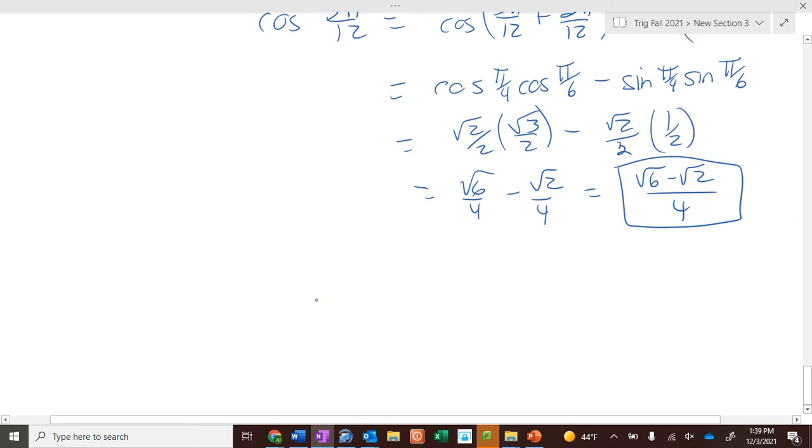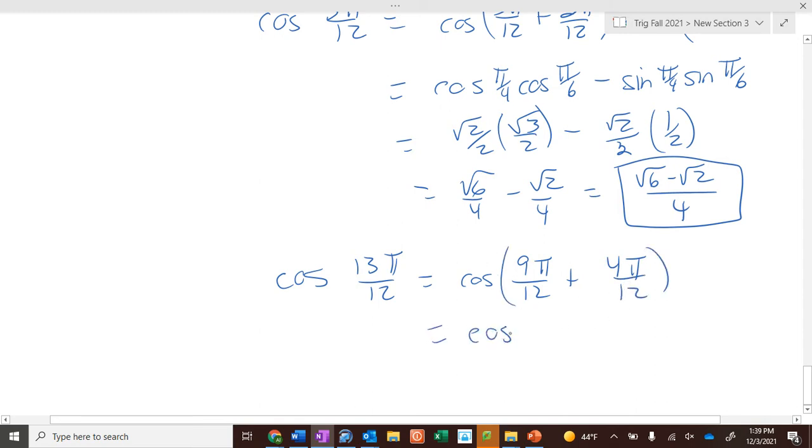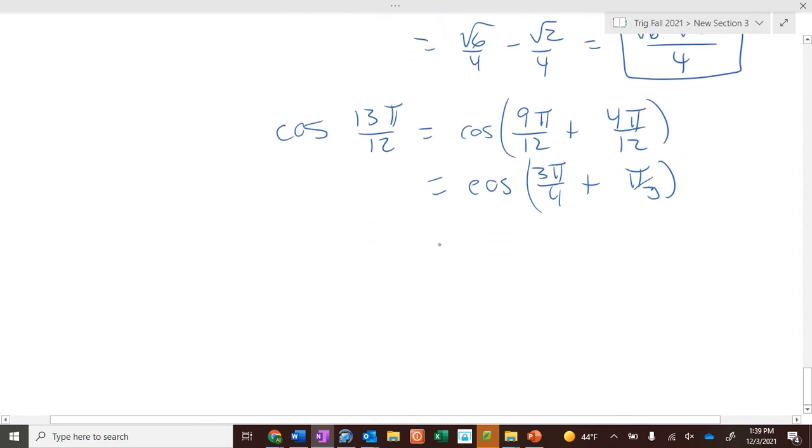Last one. Cosine of 13 pi over 12, which equals the cosine of 9 pi over 12 plus 4 pi over 12, which is the cosine of 3 pi over 4 plus pi over 3, which is the cosine of 3 pi over 4 cosine of pi over 3 minus sine of 3 pi over 4 sine of pi over 3.